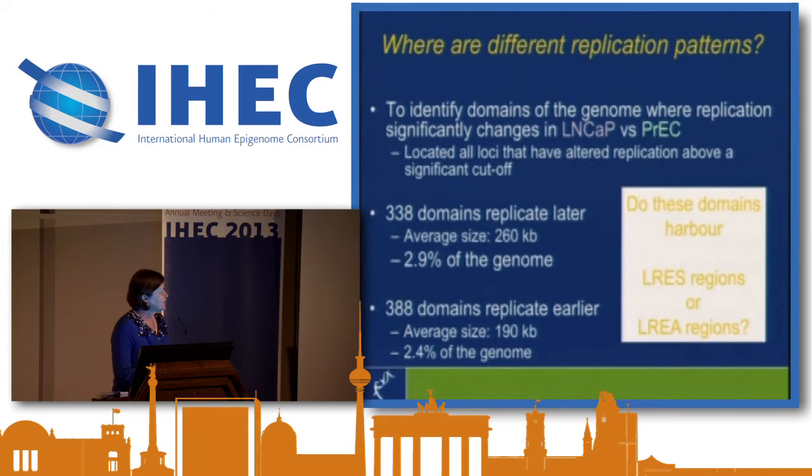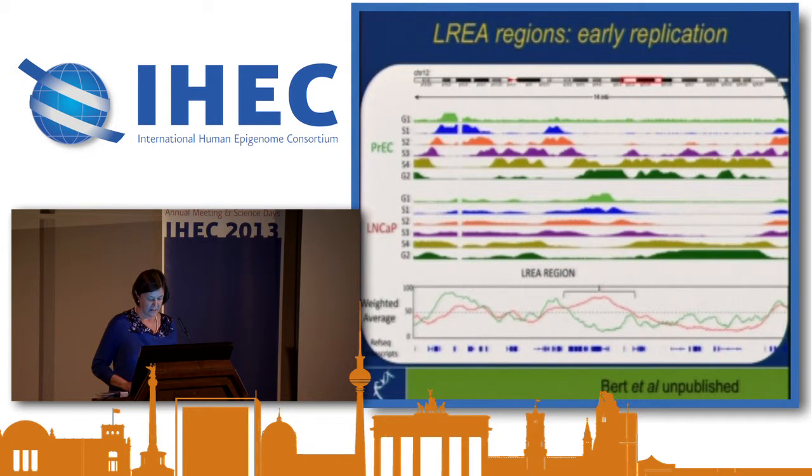So it begged the question, where were these sequences that changed in the replication timing? Do they actually harbour our identified long-range epigenetically silenced or long-range epigenetically activated genes? So the quick answer is we were really very excited to see that there was an amazing correlation. So here's an example of a long-range epigenetically activated region. And here in the normal cell, you can see that this region replicates late, whereas in the cancer cell, it replicates early. And this can be clearly seen here with the smooth data.